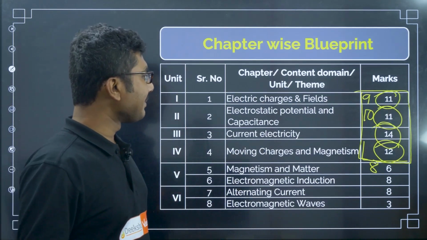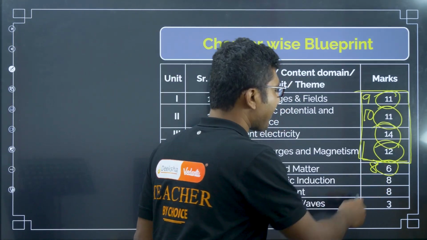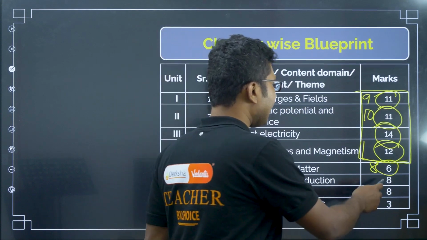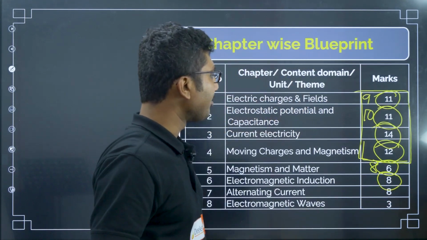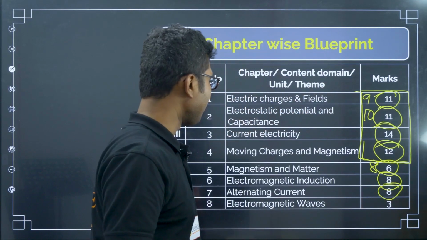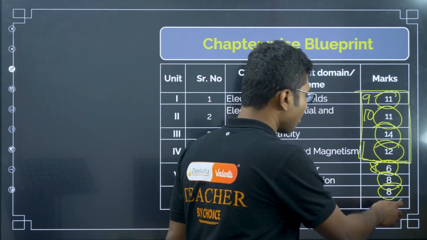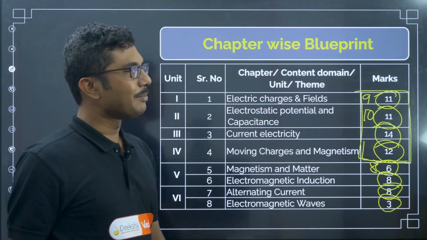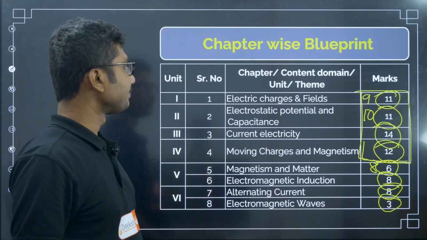Now magnetism and matter, a medium-level chapter of 6 marks. Electromagnetic induction, another medium important chapter with 8 marks. Alternating current, another medium important chapter with 8 marks. Electromagnetic waves, a very small and less important chapter, so only 3 marks.